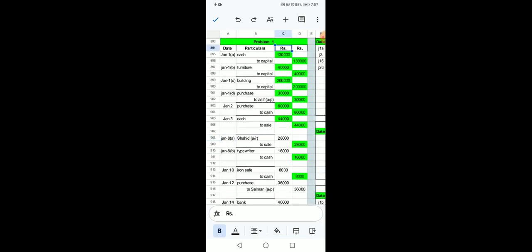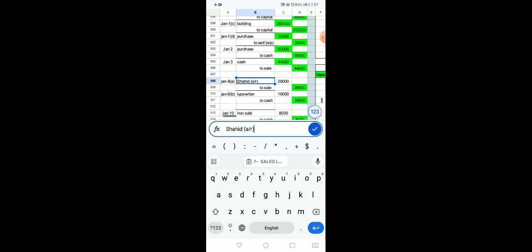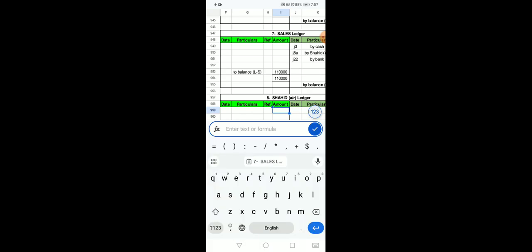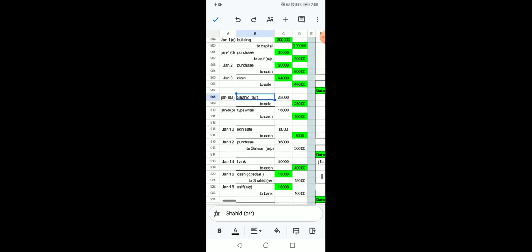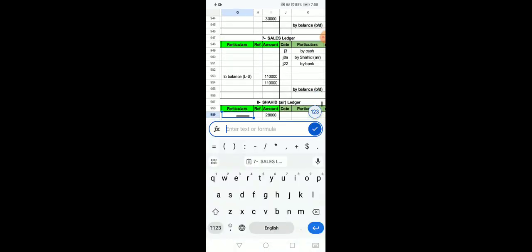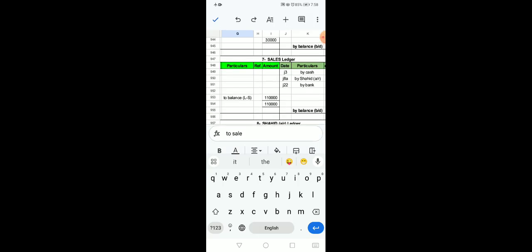And the first entry we are looking above, you can see all entries are marked. So we are not needed to see anything above. We are looking over here where Shahid is present on debit side, 28,000. We will go to Shahid's account, we'll put 28,000 on the same debit side. Now let's see what was the reference of 28,000. Shahid is written on debit side. What is written on the opposite side? That is sales. So you are going to put two sales as a reference in particular column.